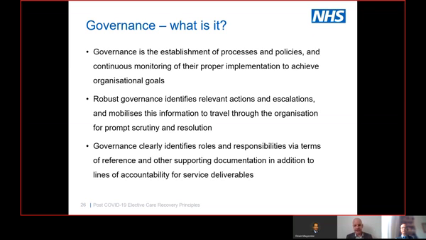Robust governance identifies the relevant actions and escalations which need to be taken through the organisation and mobilises information to travel through the organisation, both vertically and horizontally, for prompt scrutiny and resolution. Okay, governance clearly identifies the roles and responsibilities of teams and individuals via terms of reference and other supporting documentation, and helps us to understand what the deliverables are and who is responsible from an accountability perspective for delivering those.